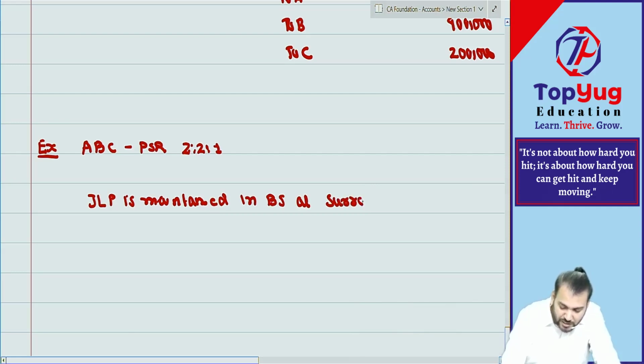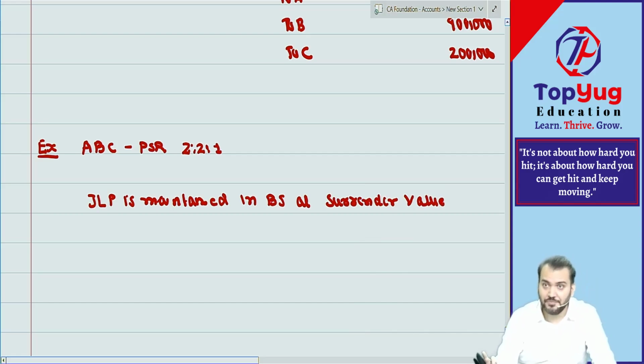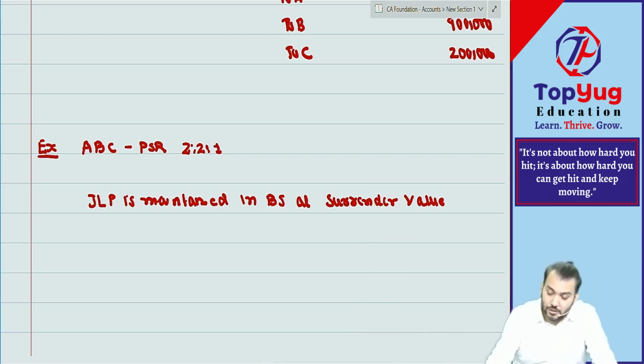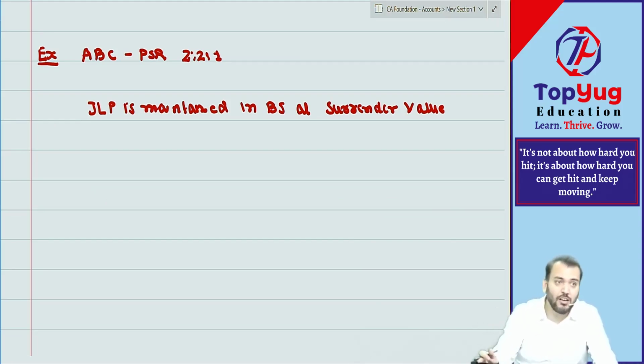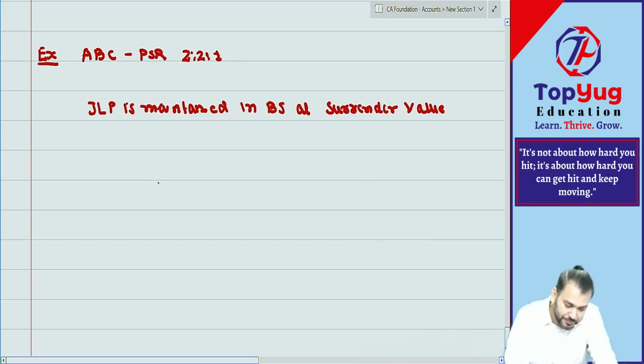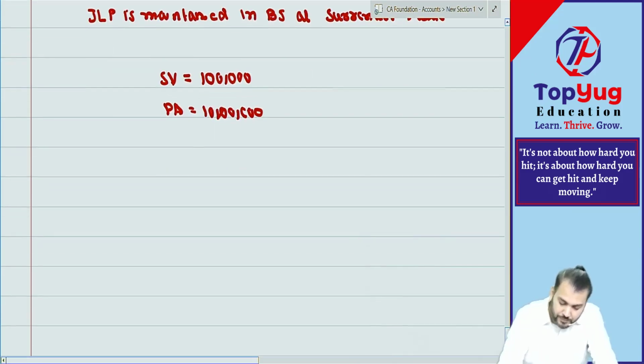If you can give me this correct, means you have understood. GLP is already appearing in the balance sheet at surrender value, means second situation. From the balance sheet you can understand whether it is first, second or third. Correct. Surrender value same 1 lakh. Policy amount same 10 lakh. Give adjustment entry.